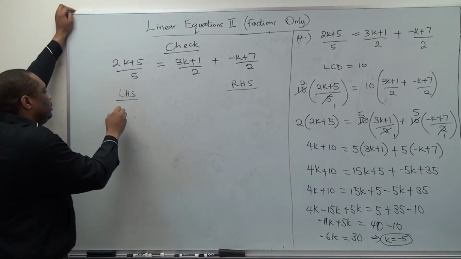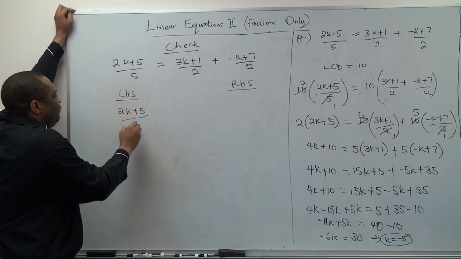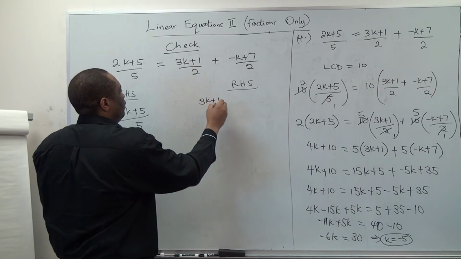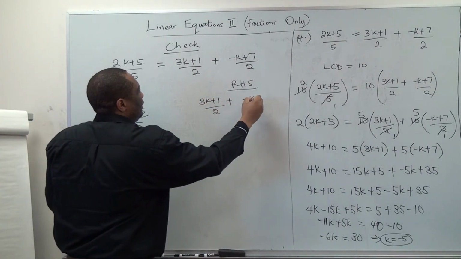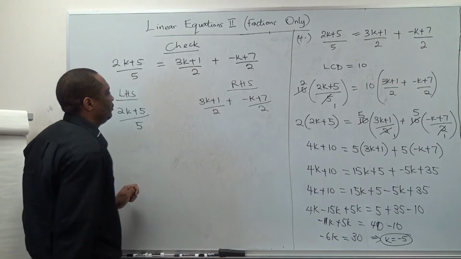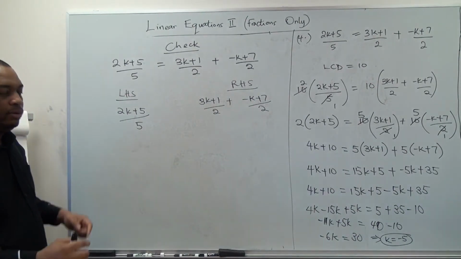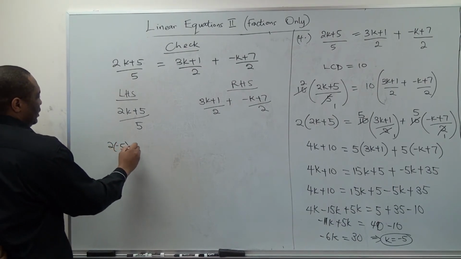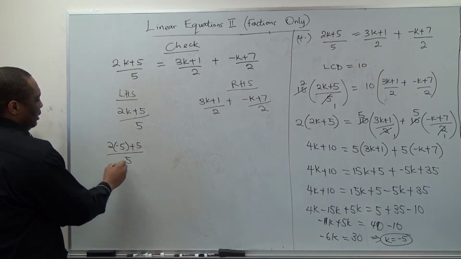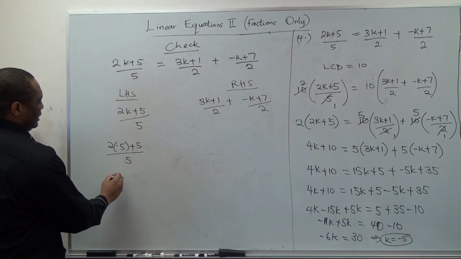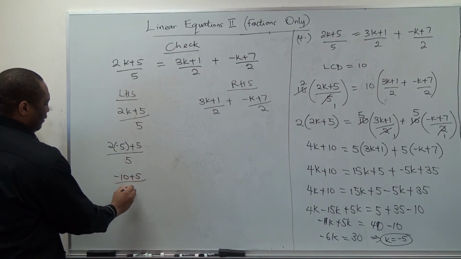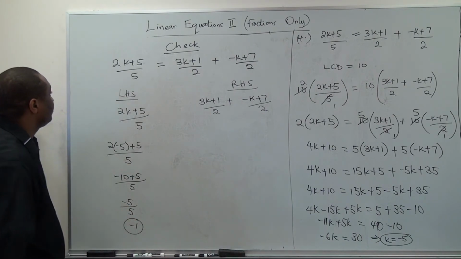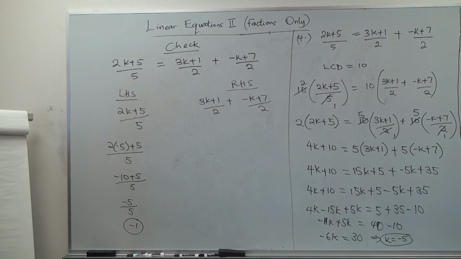Left hand side is what? 2k plus 5 over 5. Right hand side is what? 3k plus 1 over 2 plus negative k plus 7 over 2. Now k is negative 5, so we substitute, we plug it in. So this is 2 times negative 5 plus 5 over 5. Let's finish with this one real fast. So this is negative 10 plus 5 over 5, so negative 5 over 5. This is negative 1. Left hand side gives us negative 1.